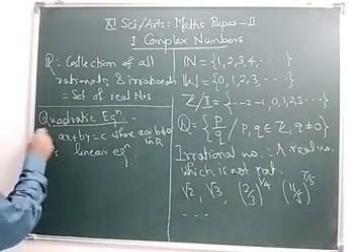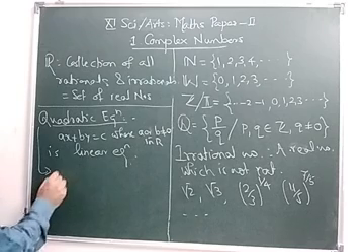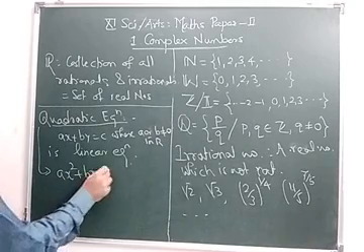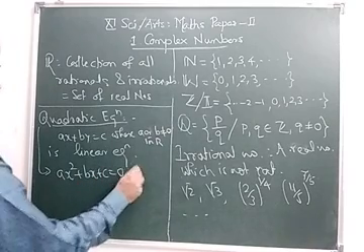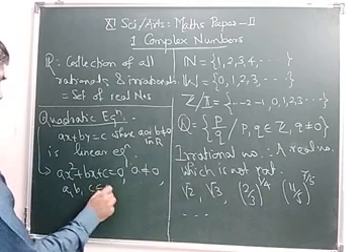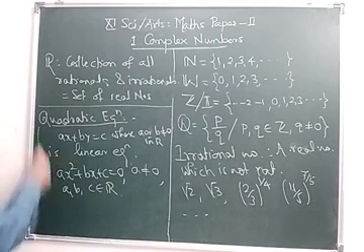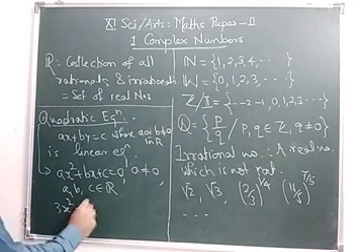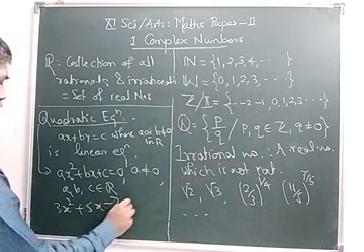Then you have come across quadratic equations. An equation of the type ax square plus bx plus c is equal to 0, where a is not equal to 0 and a, b, c are real numbers, is known as a quadratic equation. For example, 3x square plus 5x minus 7 is equal to 0.